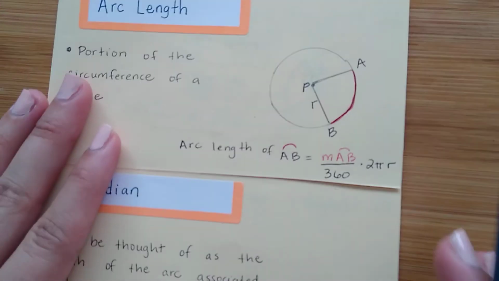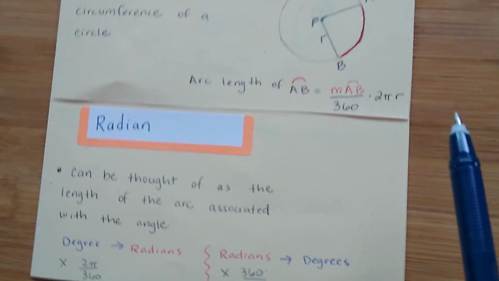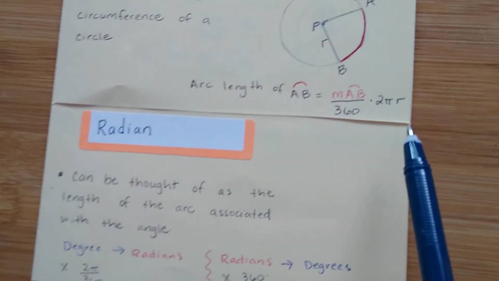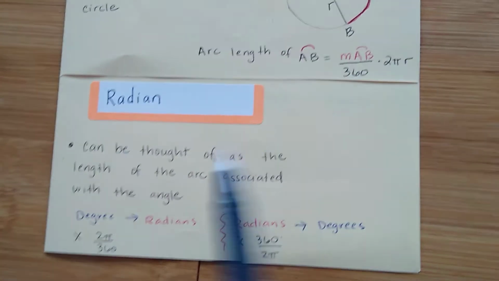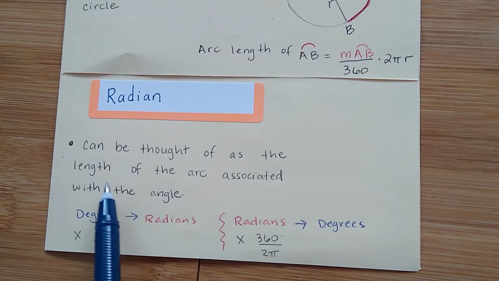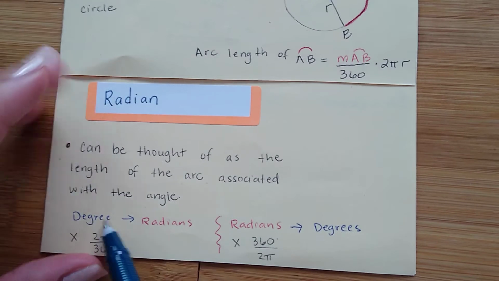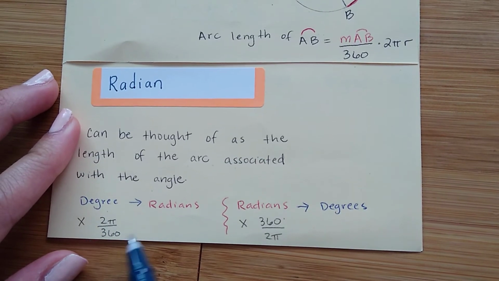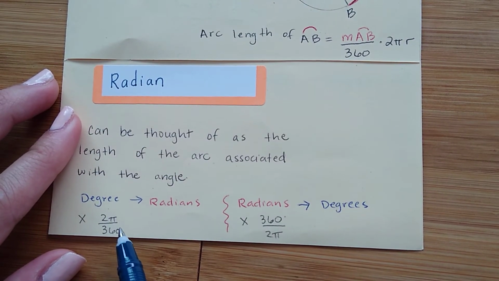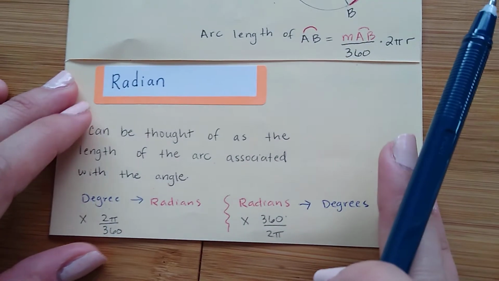All right, and so finally we are on our very last one, and this one is the radian. The radian can be thought of as a length of the arc associated with the angle. So in order to go from degrees to radians, we're going to be multiplying by 2 pi over 360.